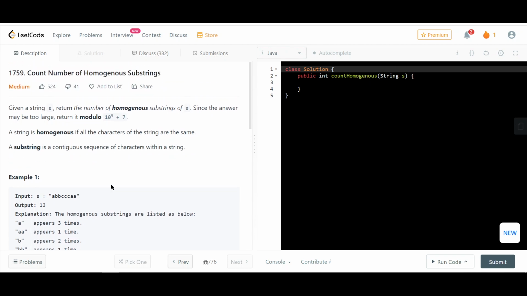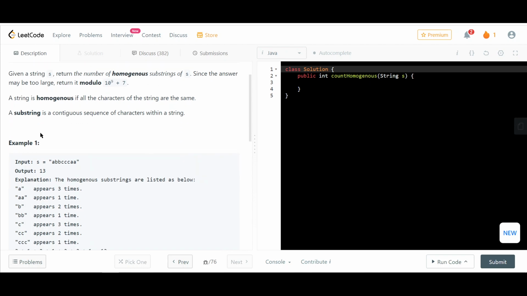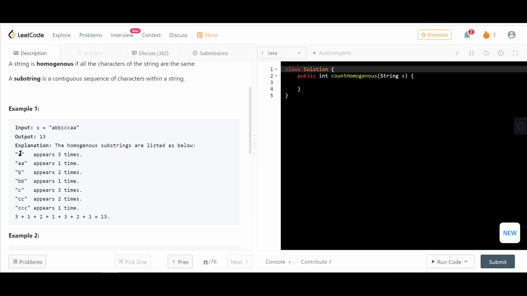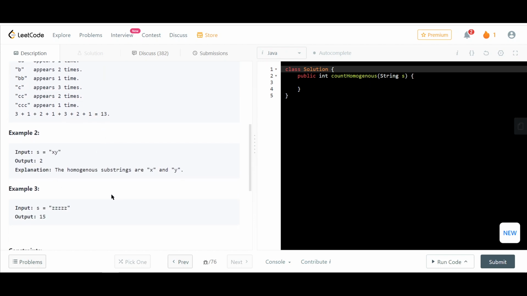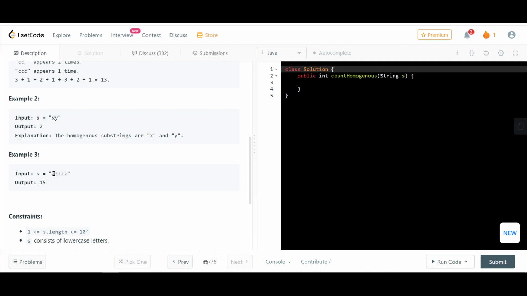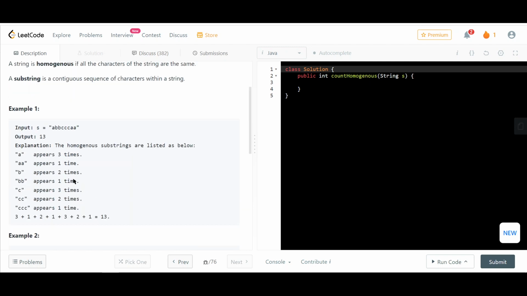So, question is what? Given a string, number of homogeneous substrings. So in this case, A, BB, CCC, and A. But okay, it says 13 because individual ones you also count, not just the largest or anything. So yeah, you get the idea. XY has 2. ZZZZZ has substrings of length 1, of length 2, of length 3, of length 4, of length 5.